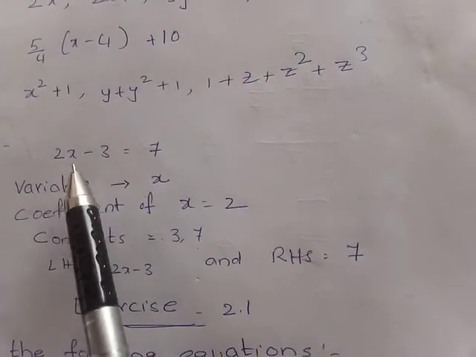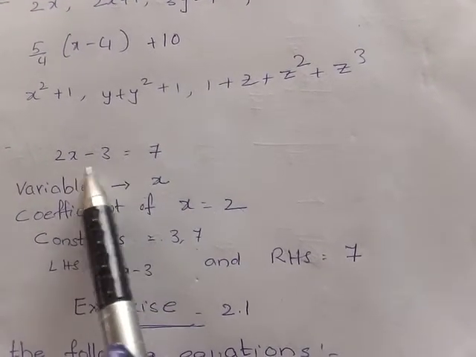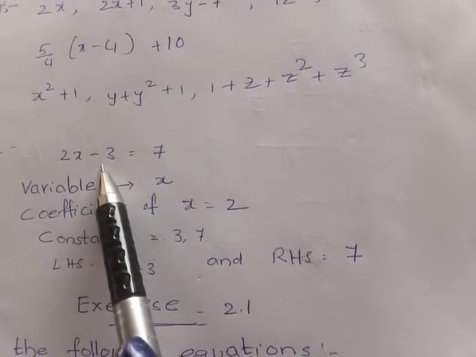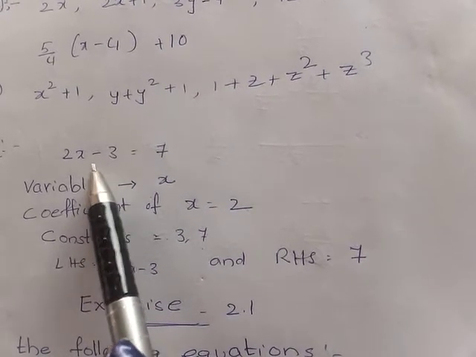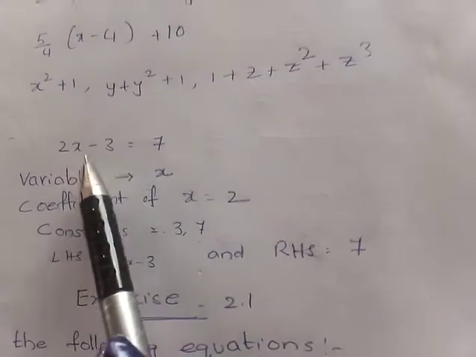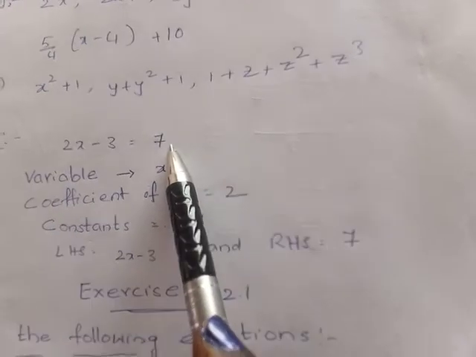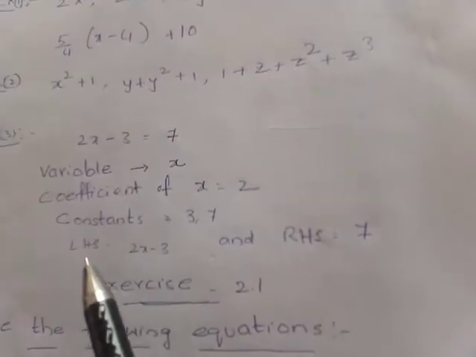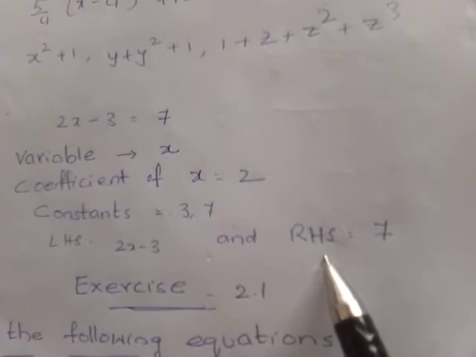And in this equality symbol, the term which is present at the left side of the equality symbol is called LHS, that is left hand side. In the same way, it is called right hand side or RHS. So here LHS is equal to 2x minus 3 and RHS is equal to 7.